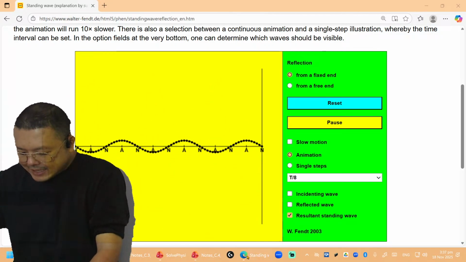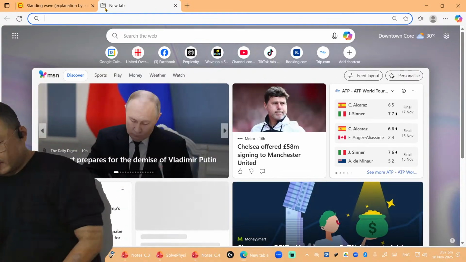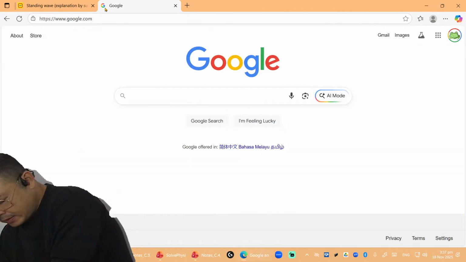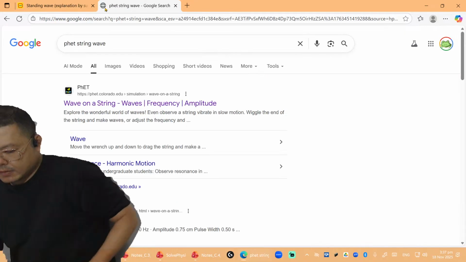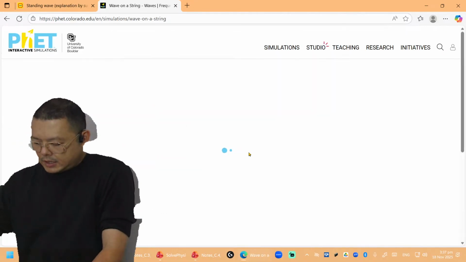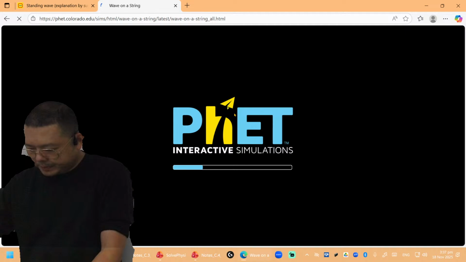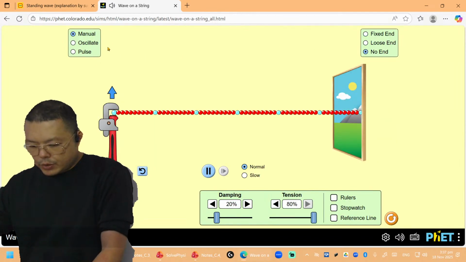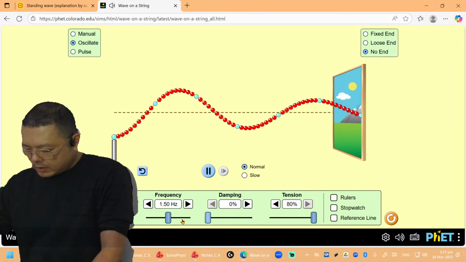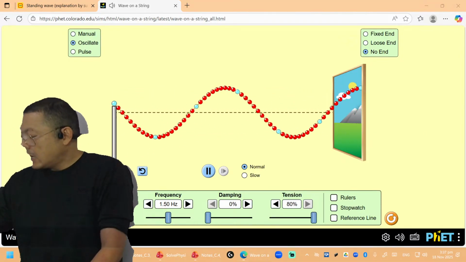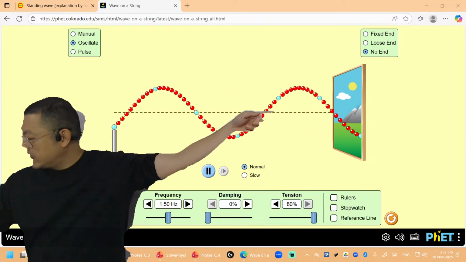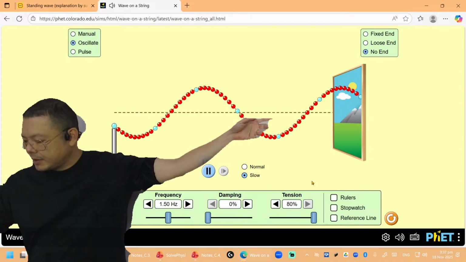All right. The next thing I want to do is another website that you may have seen back in secondary school as well. This simulation, this program, but the way I use it is a bit different. Okay, let me just show you a typical traveling wave. Look at the traveling wave. The wave is traveling out of the door.